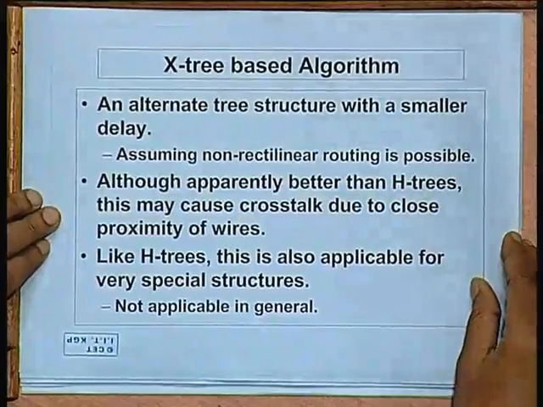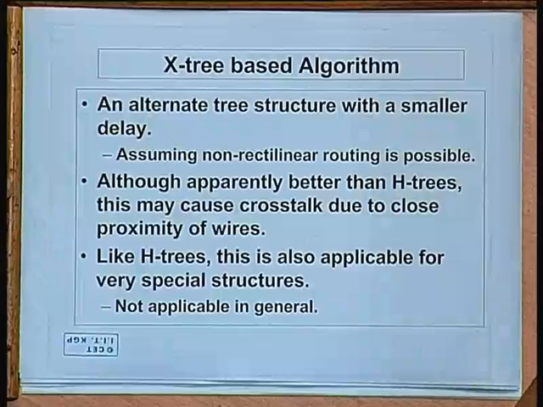Now, normally since the clock net is laid out on a separate layer, as I had said, there need not be a hard and fast restriction that the lines should always be horizontal and vertical. So there is a variation of the H-tree based algorithm. This is called X-tree. This is very similar in concept. Here, instead of that H kind of a structure growing recursively, we have an X-shaped structure.